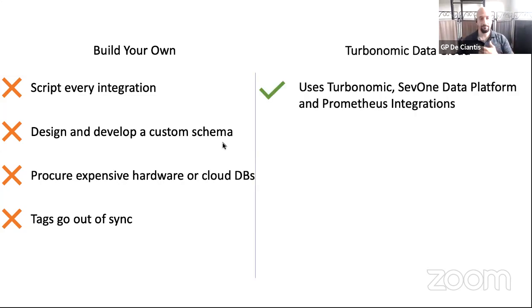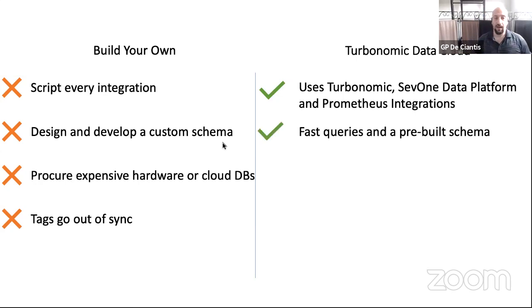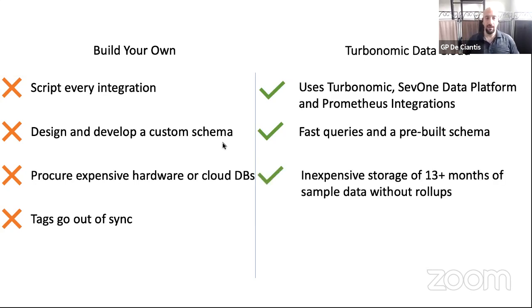So with Data Cloud, you don't need to build all those integrations. We pull data in from Turbonomic, from Sevne Data Platform, and from Prometheus, a direct integration with Prometheus. You get really fast queries with an intuitive schema that allows you to just query the tags you want, query the data you want, really simply at your fingertips. It's inexpensive. You can store 13 plus months of your sample data, not roll-up data. It's 13 months of your sample data, much cheaper than you could store it anywhere else. It's phenomenal for the cost that you would pay.